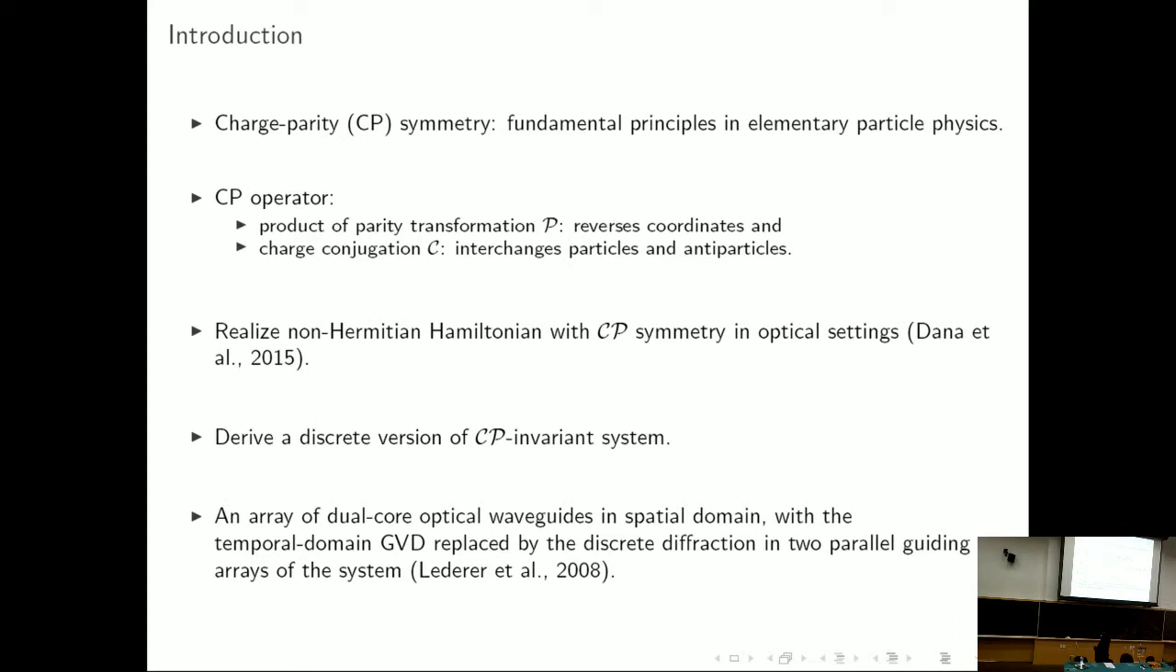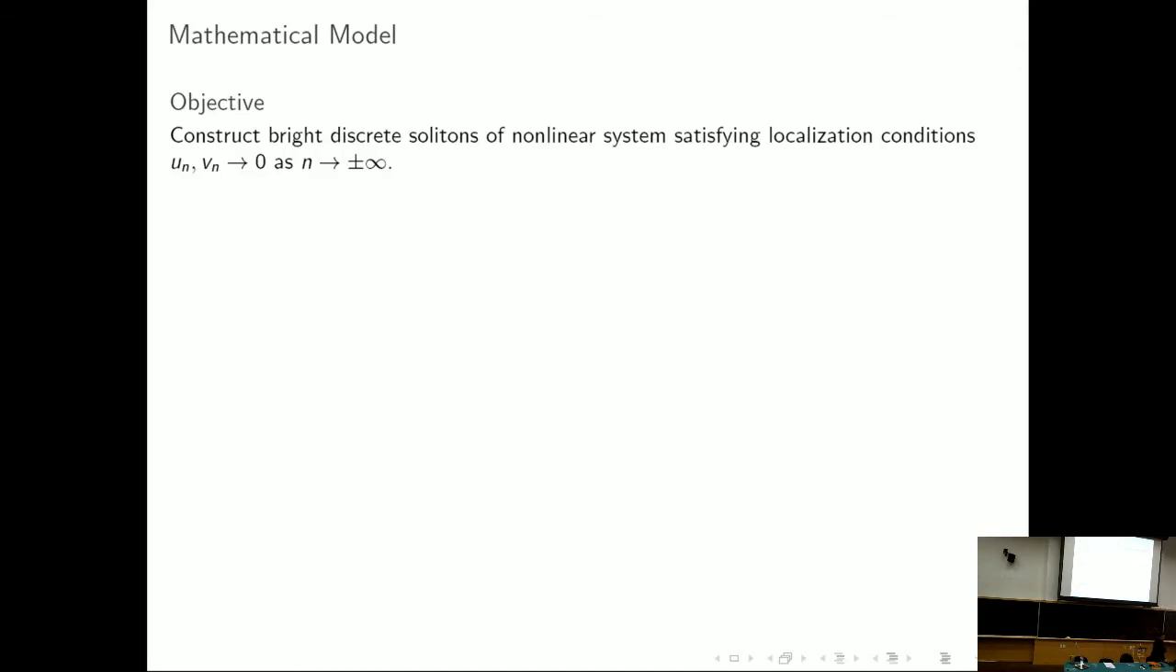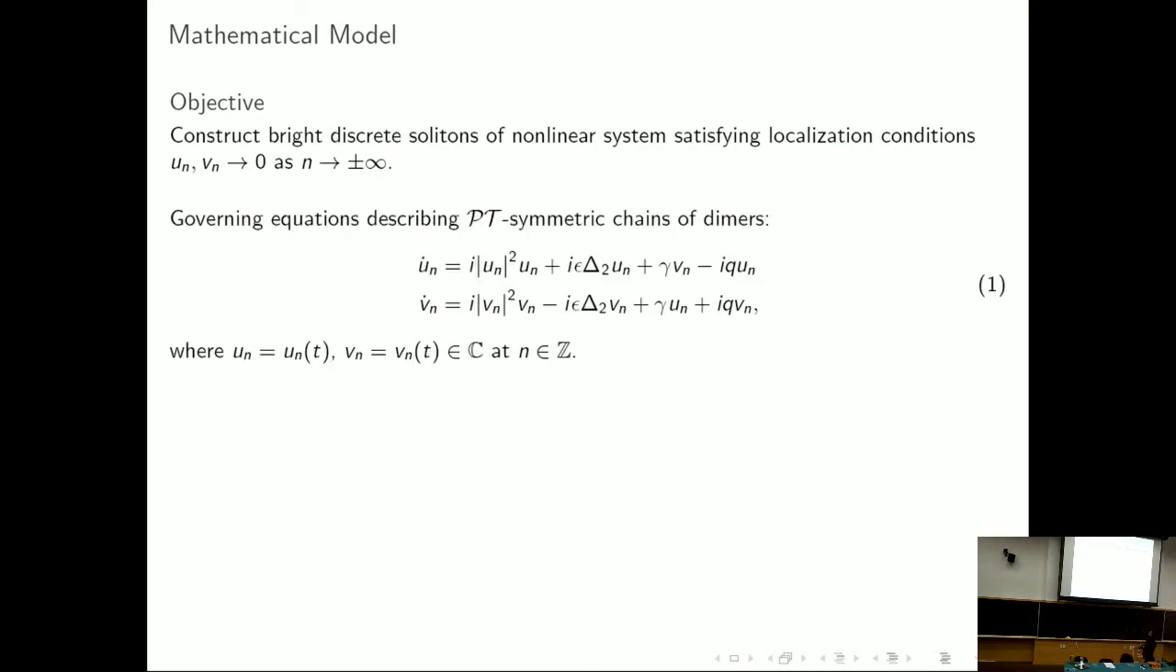And then, again, the model is in optical waveguides. So now let's see the model. Okay, so that's the objective. We would like to construct discrete solitons, bright ones, that satisfy these localization conditions. That means that for n goes to plus and minus infinity, the soliton goes to 0.